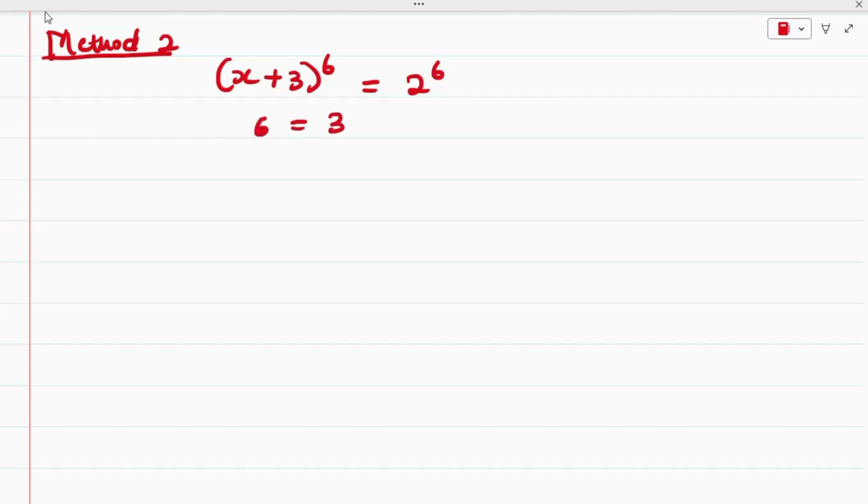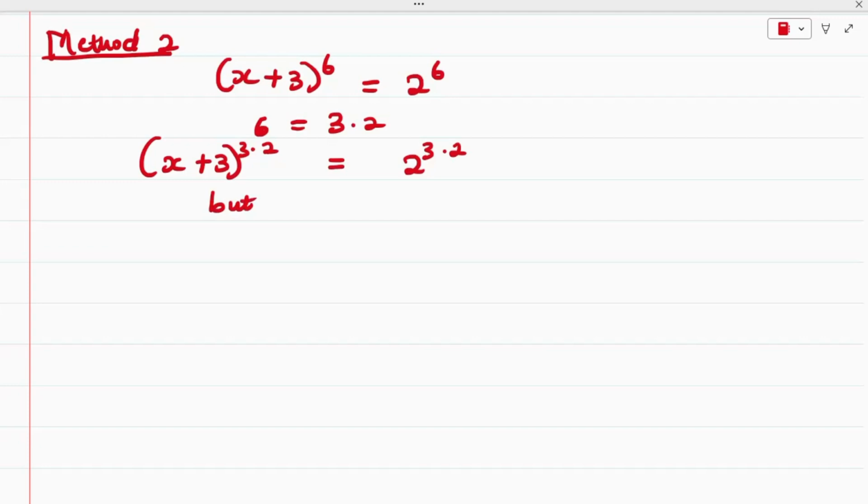I'm going to call this method 2. All right, so we have the equation to be given as x plus 3 all raised to the power of 6, and this is equals to 2 all raised to the power of what? 6. All right, now we know that we can easily express 6 to be equal to 3 multiplied by 2, right? So we have this to be x plus 3 all raised to the power of 3 multiplied by 2, which is equals to 2 raised to the power of 3 multiplied by what?